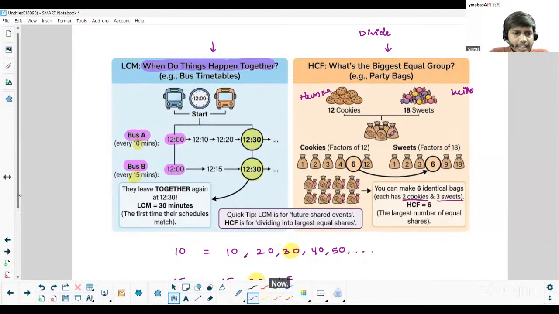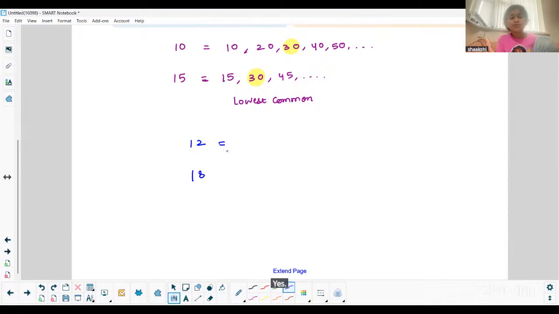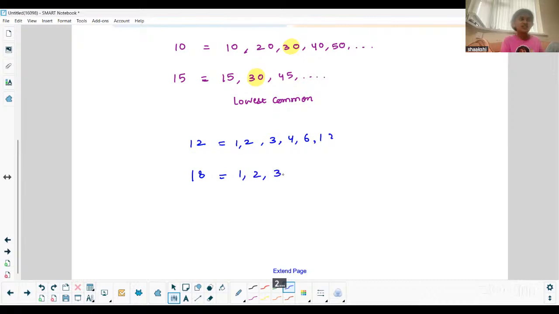Now, how do we calculate any HCF? Just write down the two numbers first. One is 12, the other one is 18. Now, can anyone of you tell me what the factors of 12 are? Yes, Sakshi, would you like to try? Yes. 1, 2, 3, 4, 6, and 12. Perfect. And what about 18? 1, 2, 3, 6, 9, and 18.